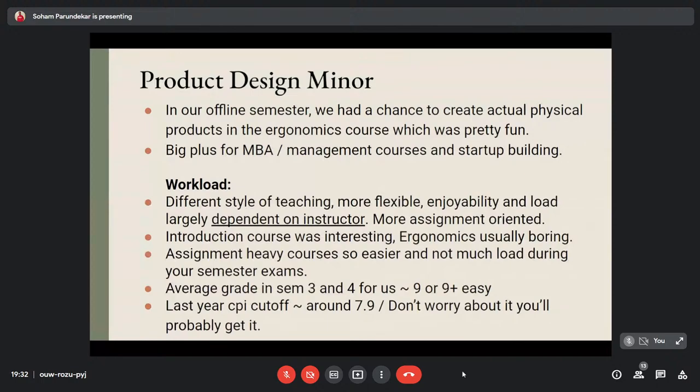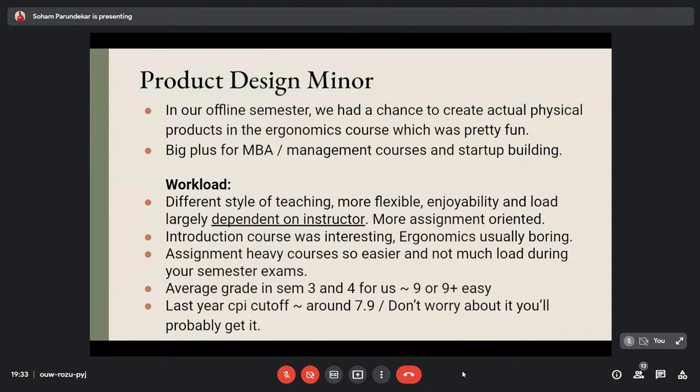The workload is very, very chill. You don't even have to think about the minor. It just stays there. You just have to listen to your classes and everything will be fine. You'll score well as well. In our third semester, we had only two assignments for the whole semester. And we gave an hour or so on them, and everyone almost got a 10 or a 9. And in fourth semester, as we had to work on a physical product when we shifted to offline semester, that assignment took the major course grade. And in that semester also everyone got about 9 or 8.